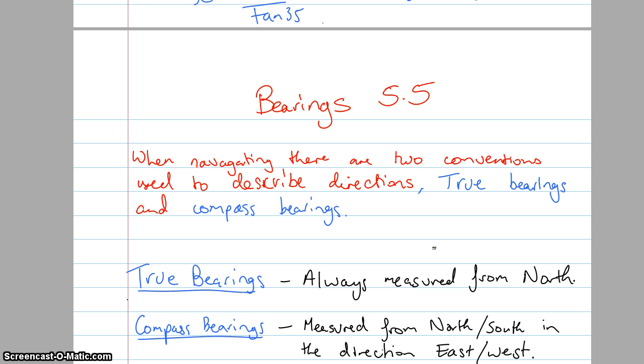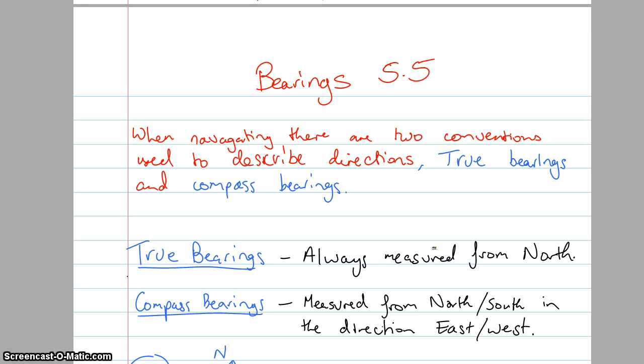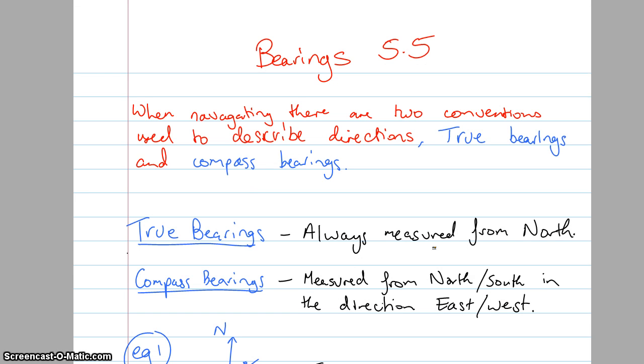Now that looks a little bit confusing, so I'm going to jump straight to some examples so that you get an idea of what I'm trying to say. They're just two different ways of describing an angle. It's like centimetres and inches. They're just two different ways of describing a measurement. This is a measurement of angles.